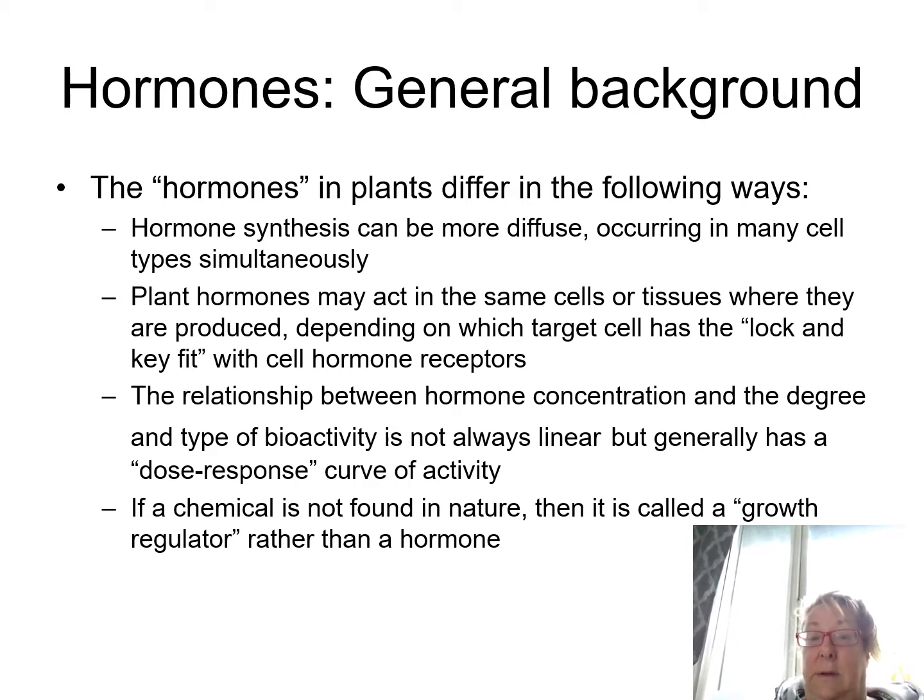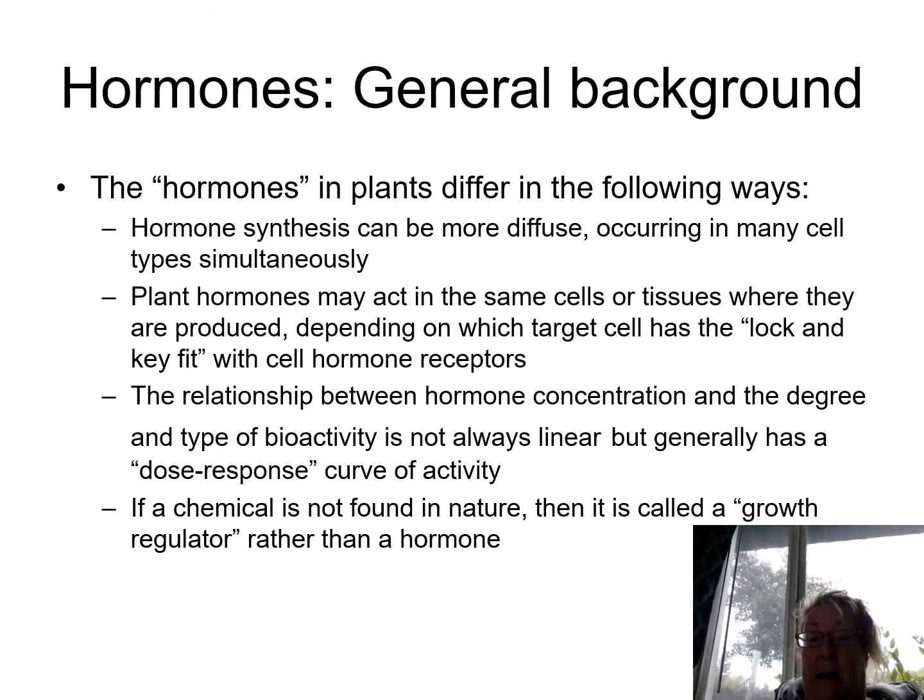In plants, they're a little more diffuse. They are produced in one tissue and move to where their target cell is. That target cell will have a receptor where just that hormone binds in a lock and key fit.